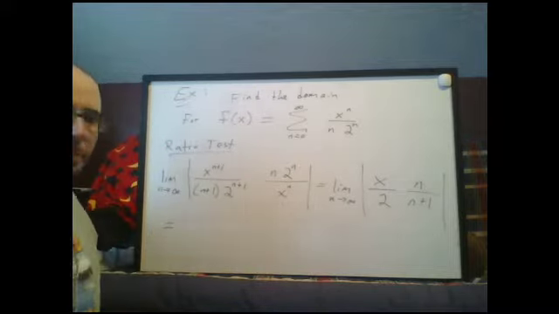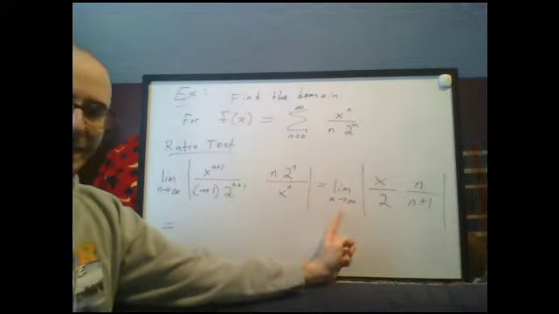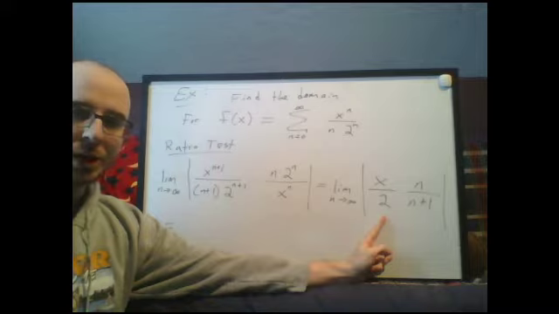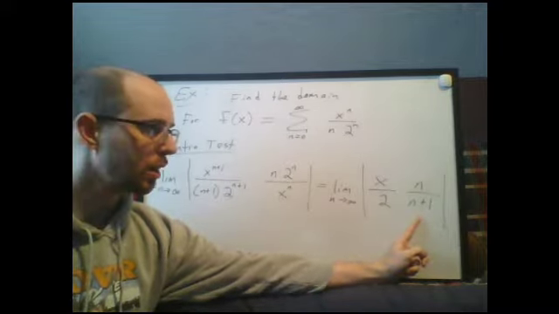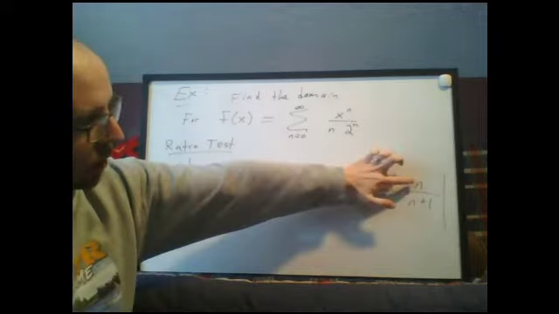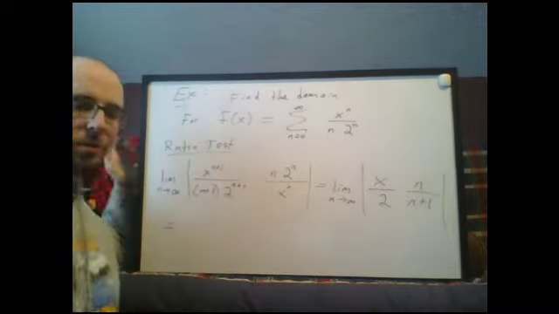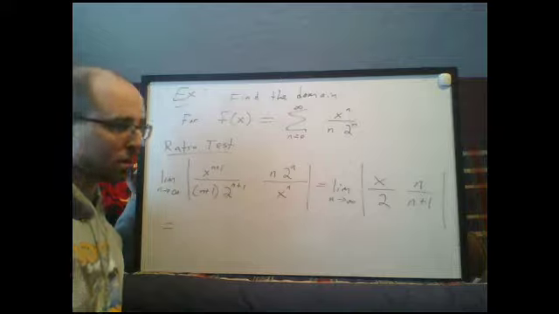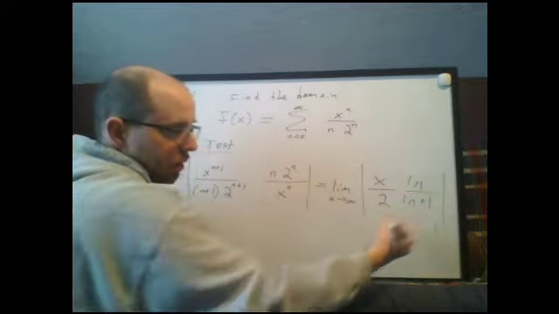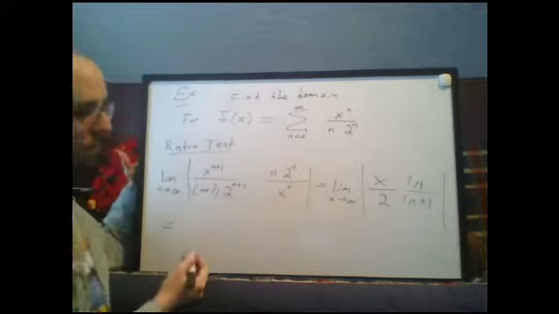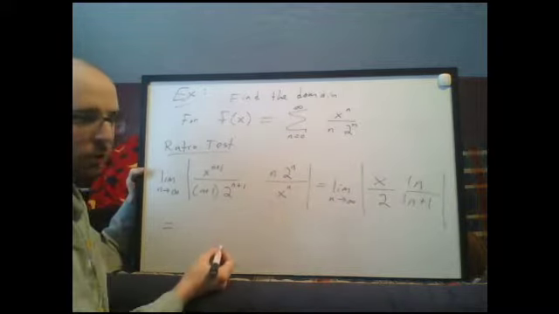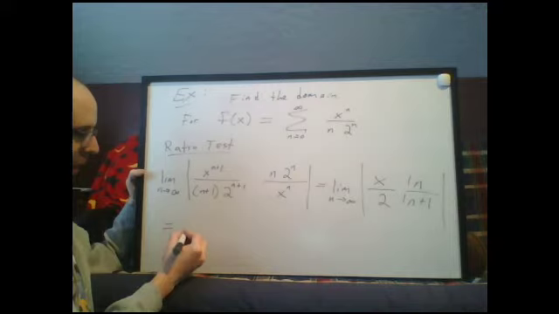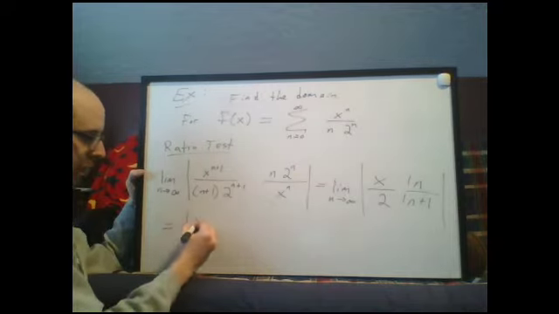So now what's the limit of this? Well, with respect to n, x over 2 is a constant. n over n plus 1, that's a rational expression with the same degree on the top and the bottom. So the limit's just the ratio of the leading coefficients, so 1 over 1. So this is going to give me 1 times x over 2 inside absolute value, so my answer is going to be absolute value of x over 2.